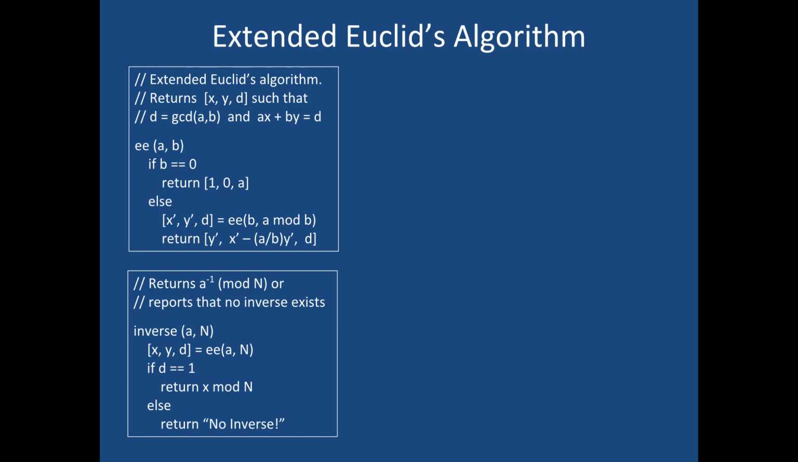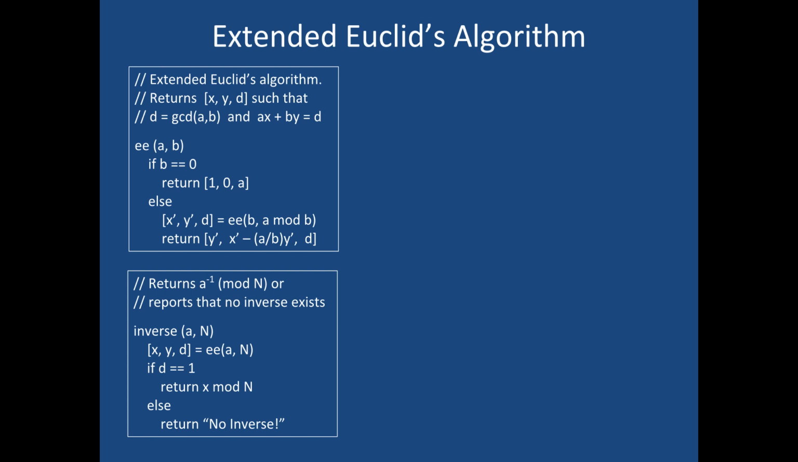And then the base case. In the recursive case, it's a little more complicated. You make a recursive call. You get 3 things back, x prime, y prime, and d. And this shows how you compute the 3 things that you return from the recursion. So the bookkeeping is kind of intricate on this thing.